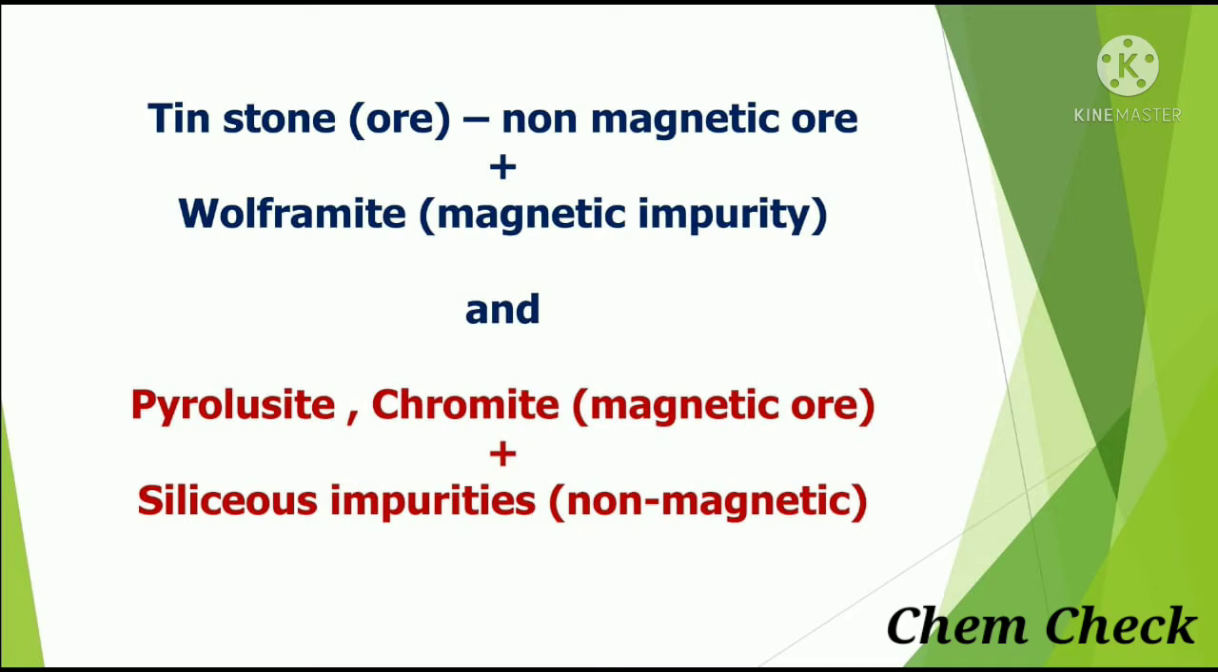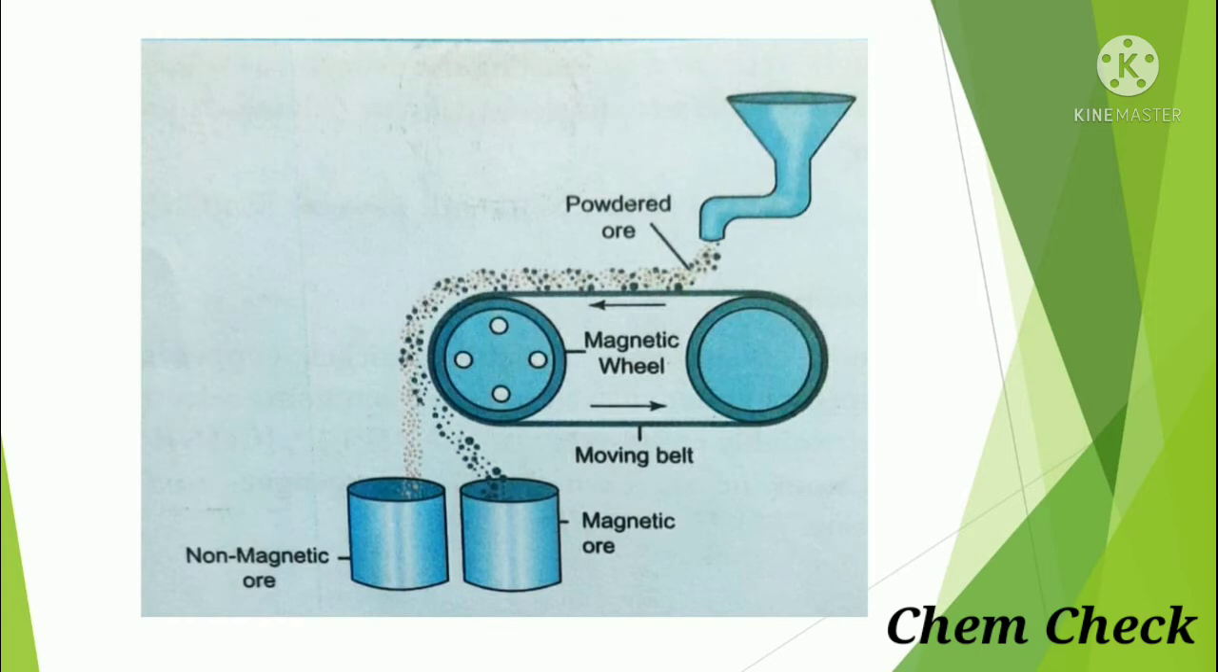Likewise, we have some magnetic ores such as pyrolusite, chromite, etc., which can be separated from siliceous impurities, which are usually non-magnetic in nature. This electromagnetic separation comes with a diagram. In this diagram, you could observe there is a hopper at the top, which is placed to keep the crushed ore. So the crushed ore is poured onto the electromagnetic separator.